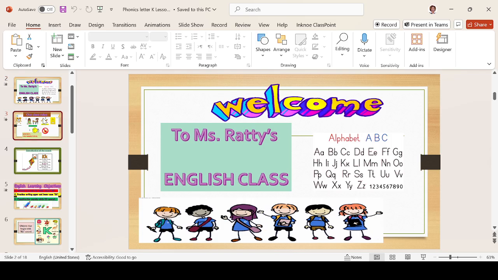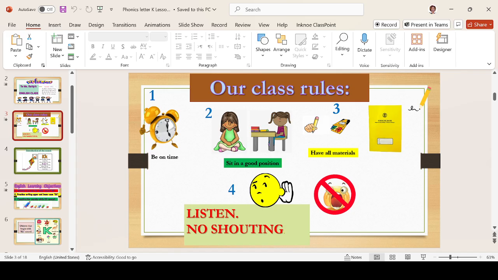Okay, so before we start our lesson, let's talk about the class rules. You need to be on time for your session and you need to sit properly. If you are sitting on the mat, you need to sit like this. And if you are sitting on the chair, I want you to sit like this one, okay?